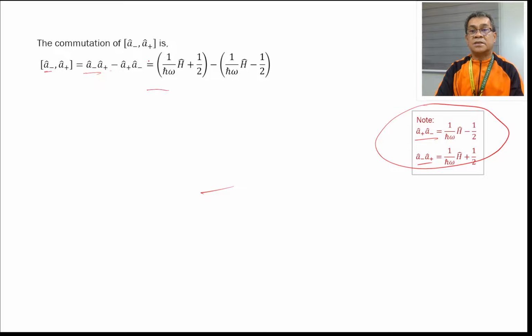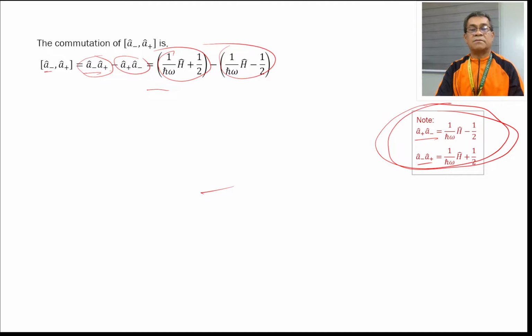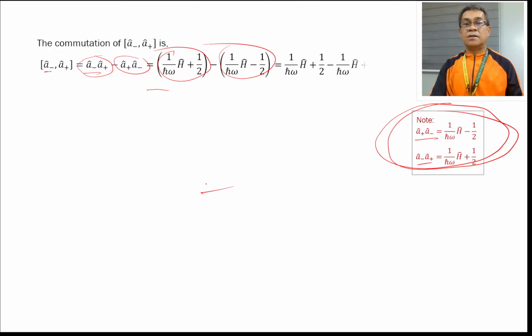This is for this one, while for this one we have that, considering the result previously. Then we have that result. And we can remove something, right? We can remove the ħ negative, this one and this one.